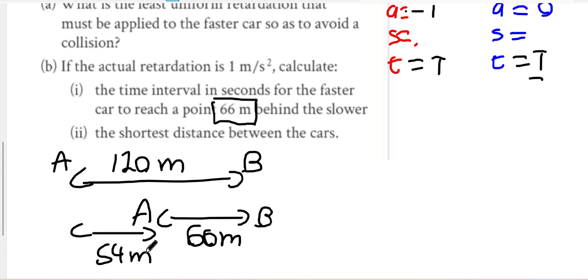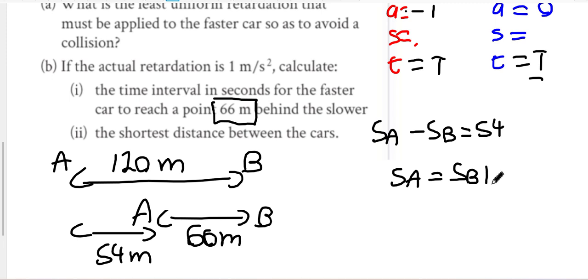So what we're saying is you can set this up two ways. You can say distance covered by A minus distance covered by B is 54. Or you could claim the distance covered by A is the same as the distance covered by B plus 54. It's your choice. So I could call that X, and I can call this one X plus 54. Does that make sense? Because A covers 54 extra meters.